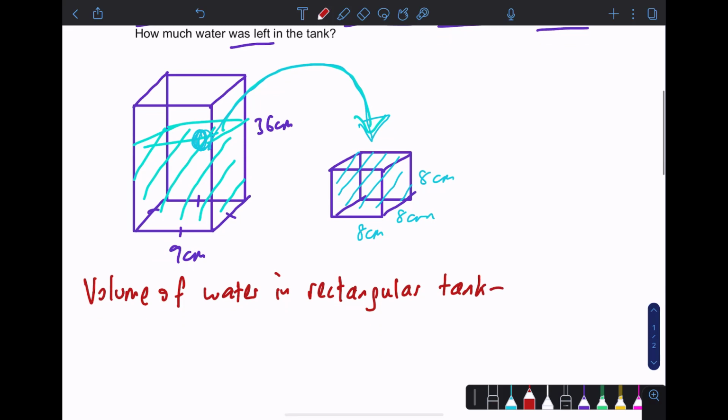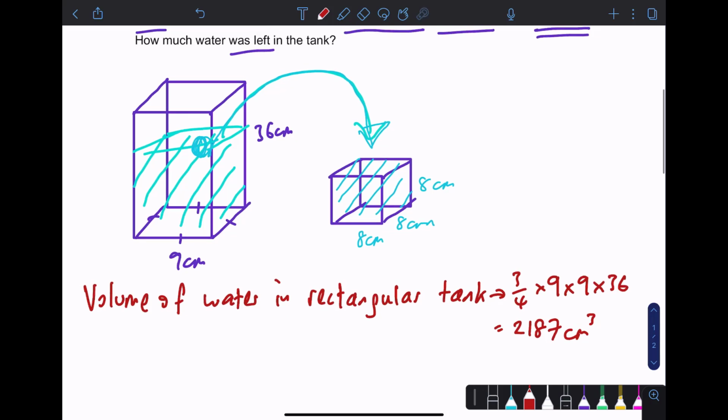Now this will just be 3/4 filled, right? So it's 3/4 of, means times, the original volume. Original volume of this tank, capacity, is length times breadth times the height. So 3/4 times 9 times 9 times 36. This will be 2187 cubic cm of water.